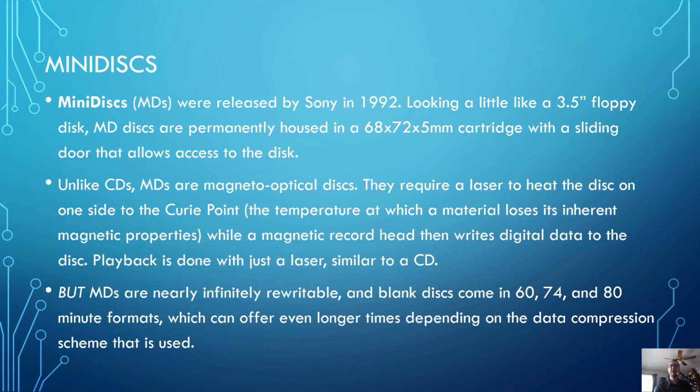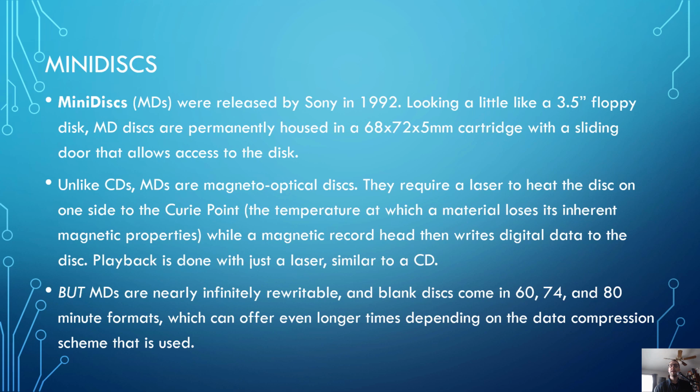Mini discs were released by Sony in 1992, and as I've stated, they eventually supplanted DAT as a favored recording format for a lot of people. They look a little bit like smaller versions of 3.5-inch floppy disks, but the discs themselves are permanently housed in a 68 by 72 by 5 millimeter cartridge with a little sliding door that allows access to the disc. So you're thinking they're probably very similar to CDs, just smaller and in a nice, cool little case.